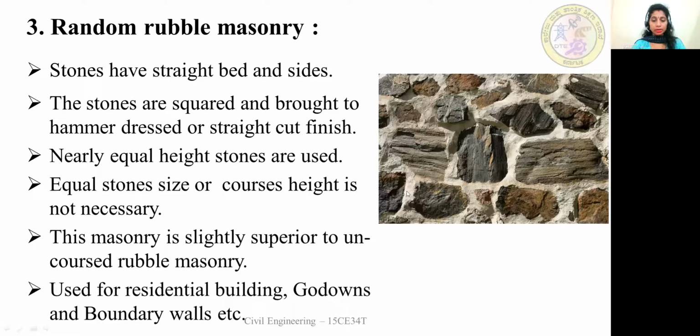In the case of squared rubble masonry, there is another division, which comes under random rubble masonry. It is not necessary that the sizes of the stones or heights of all the courses should be equal. This type of masonry is slightly superior to uncoursed rubble masonry, and it is used for constructing residential buildings, godowns, and boundary walls, etc.